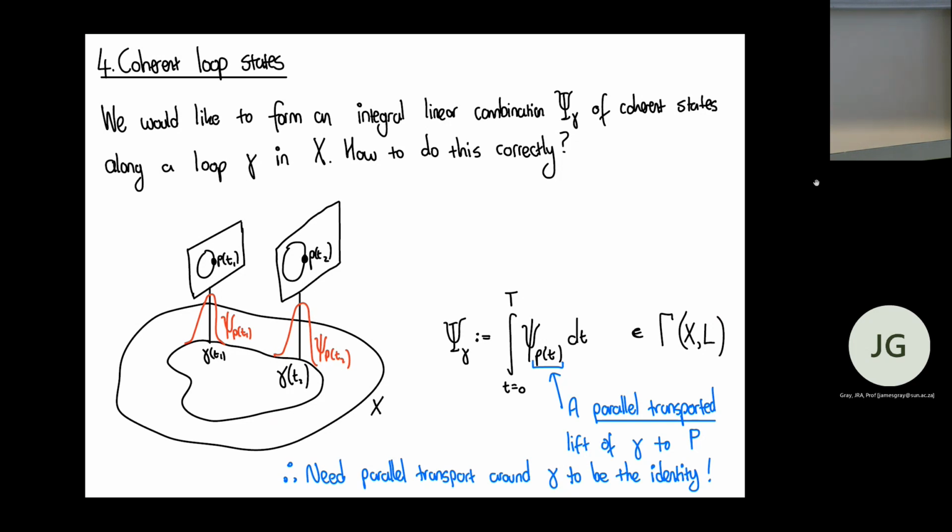If you then think about this, what you'd really want is that when you parallel transport around the loop, you'd want to get back to where you started. Otherwise, this integral, the value at naught and at capital T, is going to be different, and that's going to cause problems. So we're naturally led to the requirement that parallel transport around the loop gamma be the identity.